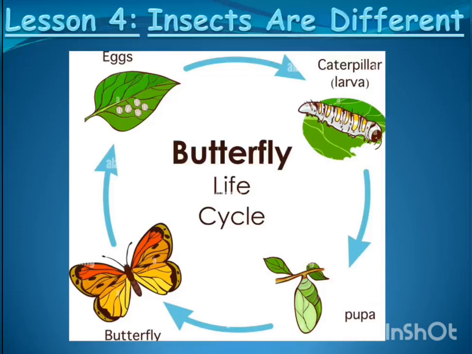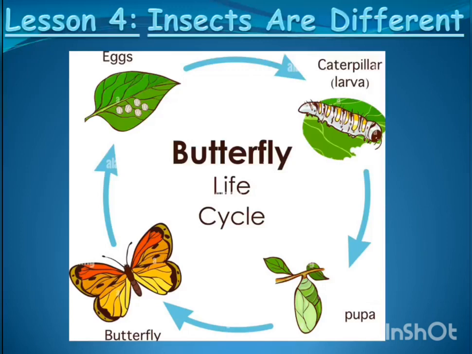When it is an egg, it is round in shape. When it is a caterpillar, you can see how it is, and like pupa how it is, and the beautiful butterfly. Okay, they look different. Most of the insects have 4 stages, children: eggs, larva, pupa, butterfly. You can take any insect. Most of them. I'm saying most of them, not all the insects.